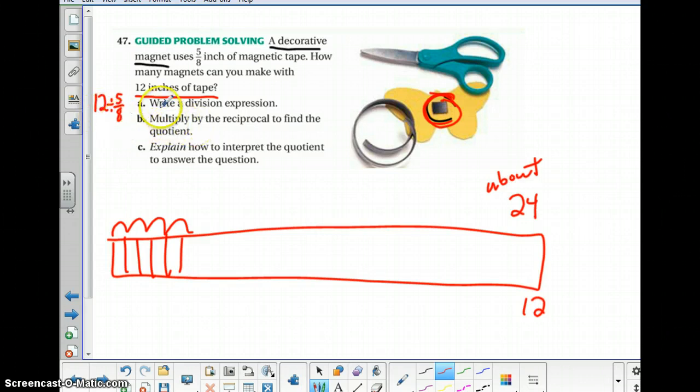Now, division, what did you learn? Well, you multiply the reciprocal to find the quotient. So instead of division, we use multiplying. What is the reciprocal of 5/8? 8/5. Okay. What is 12 as a fraction? 12 over 1. So over here in the white space, let's do the work. We have 12 over 1 times the reciprocal, 8/5.